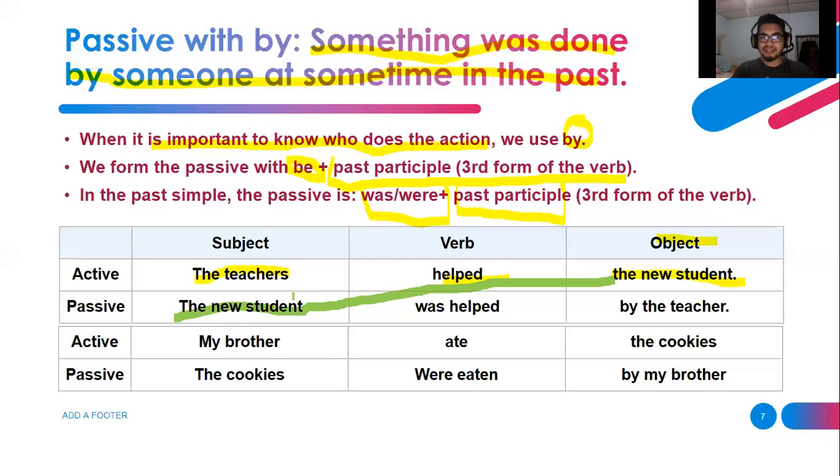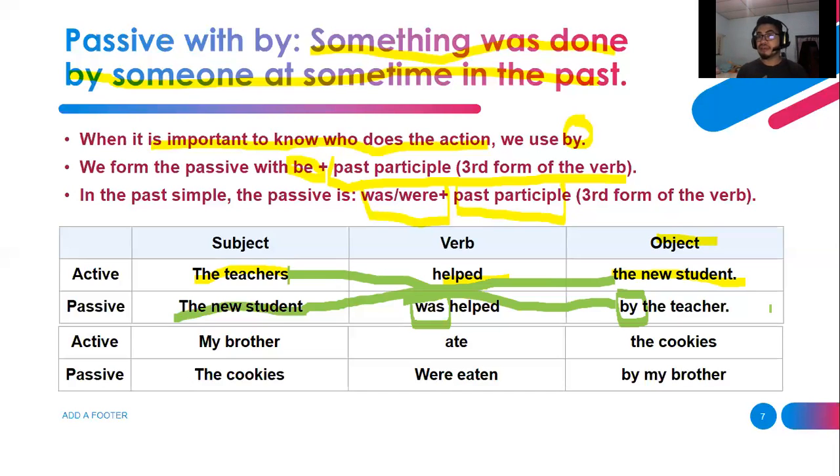And in the case of the teachers, you see that the other change we have is that we need the verb to be in the past. We include the word was. Was because it is the past form of the verb to be is. Then you include the verb in the past participle. And notice what happened with the teachers. The teachers were the subject in the active voice, and now they move to be the object. But they have the word by in front of them. That is the thing that you should know.